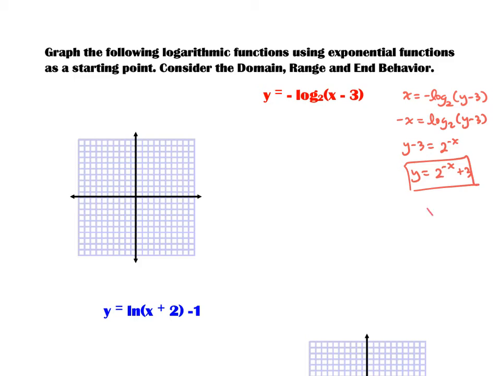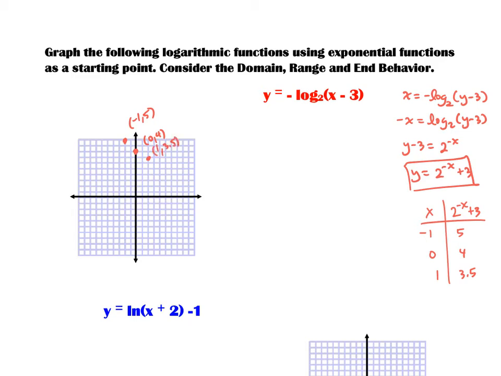So I'm going to plot x values of negative 1, 0, and 1. Let's see what we get for 2 to the negative x plus 3. If I plug a negative 1 in there, I get 5. If I plug a 0 in there, I get 4. If I plug a 1 in there, I get 3.5. Okay, so let's plot these. Negative 1, 5. Okay, 0, 4. And 1, 3.5. Oops, bumped the screen there.